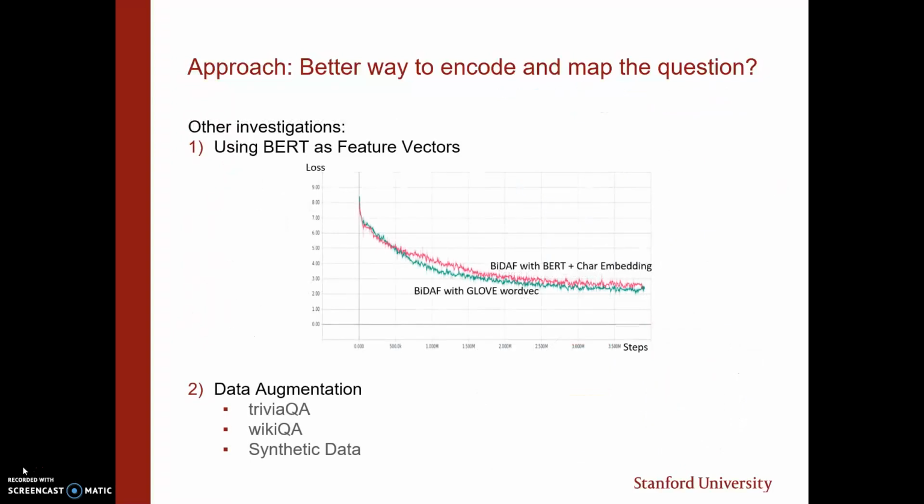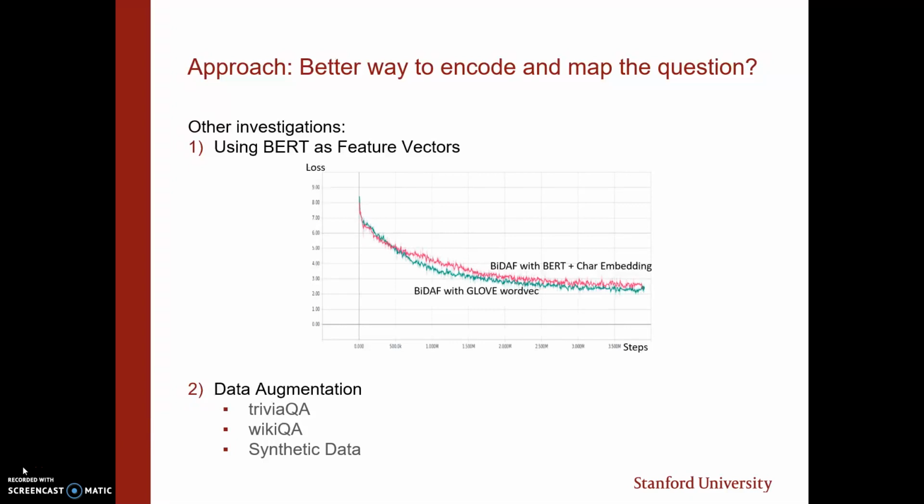We also tried different things, such as using BERT as feature vectors. BiDAF was the previous best model before the invention of PCEs. So we had to ask, how would its performance change if you replaced its word embeddings of GloVe with BERT and also including character embeddings? We were surprised that our character embedding and BERT model actually worsened in performance over time.